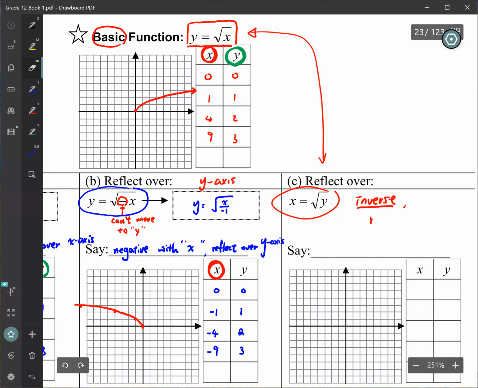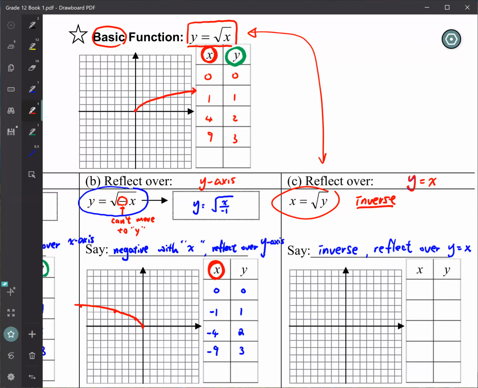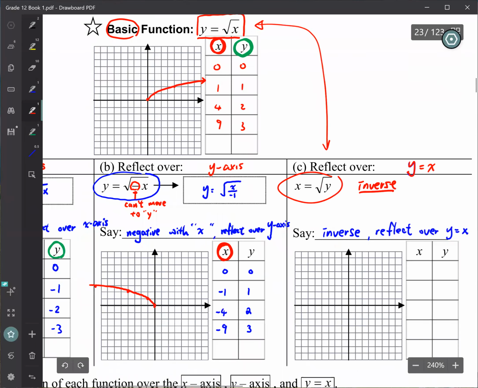Let's put it down here. Inverse reflect over y equals x. All right, so if you forgot it, go back and look at the inverse section. We did 4 questions, and for every question we drew the middle line and showed you that it does reflect. Now, how about points? How do we get points for inverse?